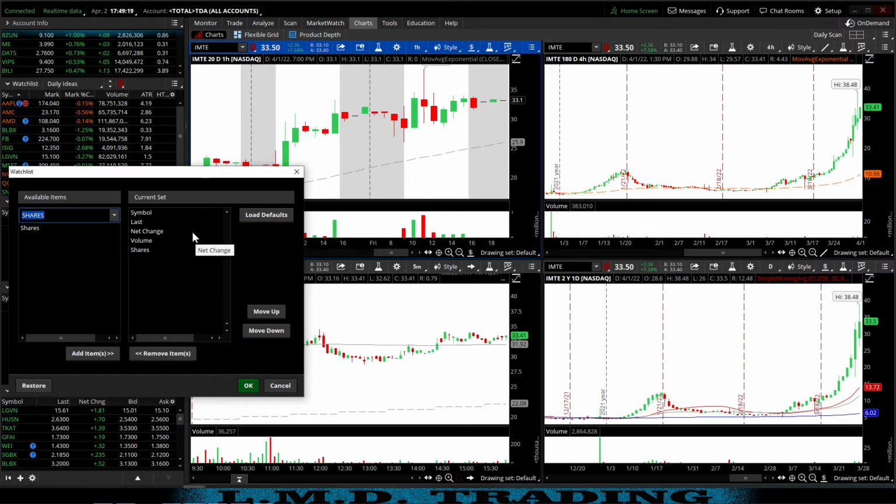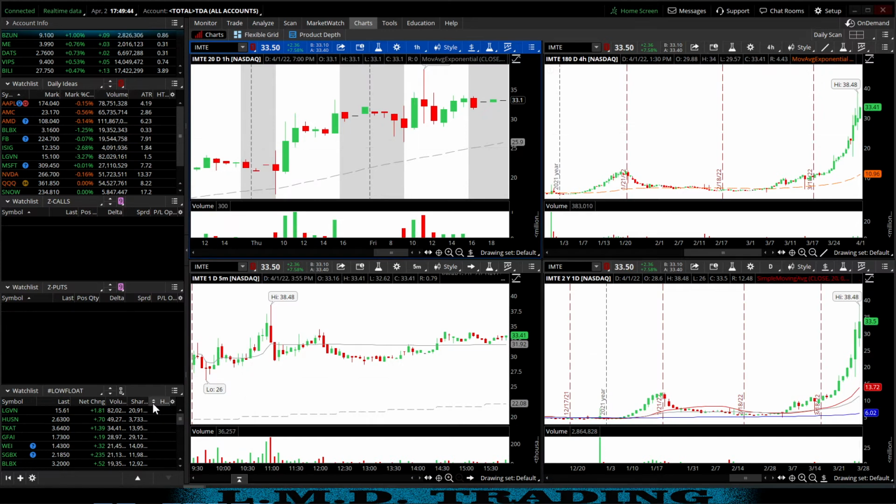And we're going to add one more that we didn't add to the volume momentum. We're going to add that right there. Hard to borrow, easy to borrow. Because I think that's kind of important too. So this is what we're going to see. Last price, net change, volume, shares, and whether it's hard or easy to borrow. And we'll click OK. And there we go.